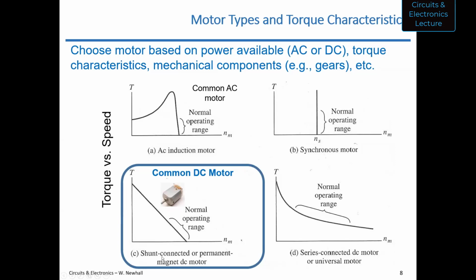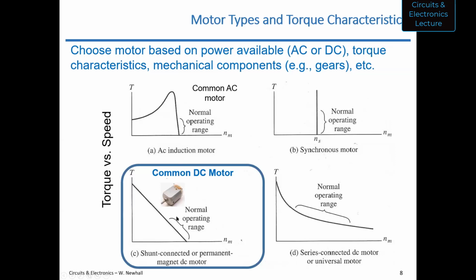So this is a common DC motor. On the vertical axis is torque. On the horizontal axis is speed. You could think of that in maybe units of RPM, right? Revolutions per minute.